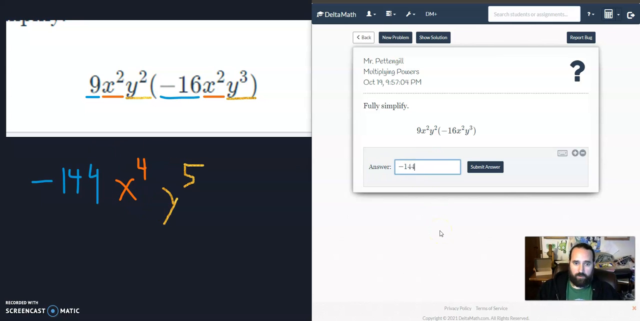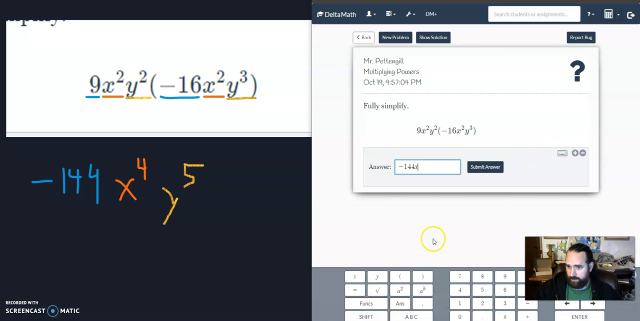Negative 144. I hit the X key. Now, here's the part I didn't tell you. How do I make an exponent? Because if I just hit 4, it's a 4. No. What's that button do? Oh, hey, there's a button down.